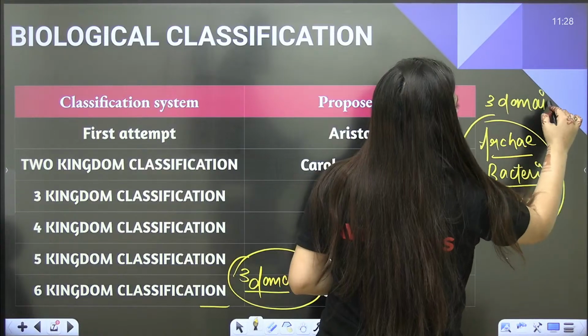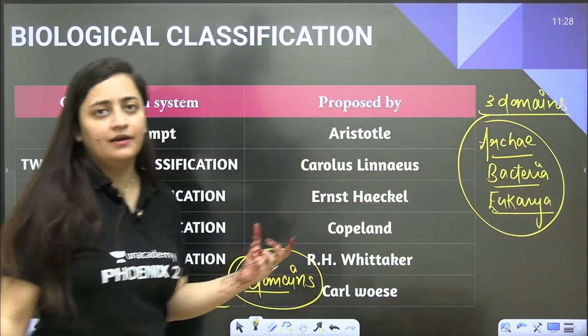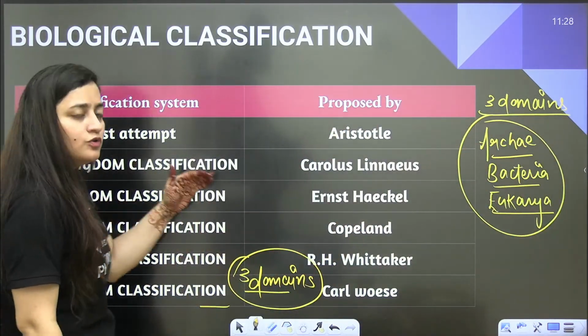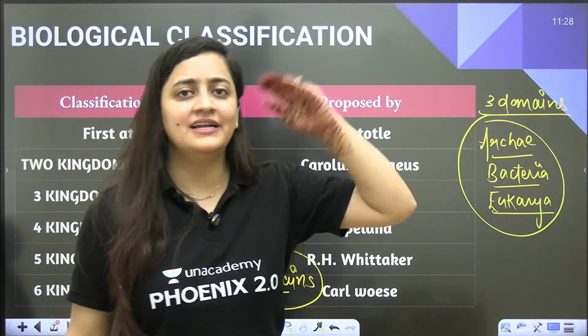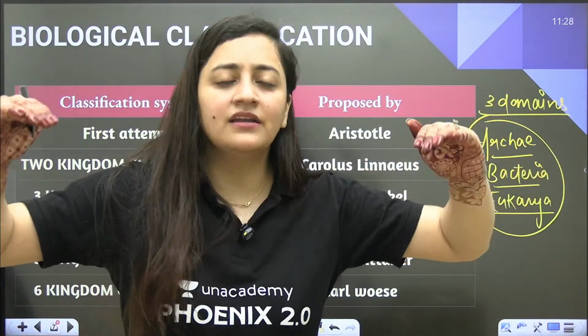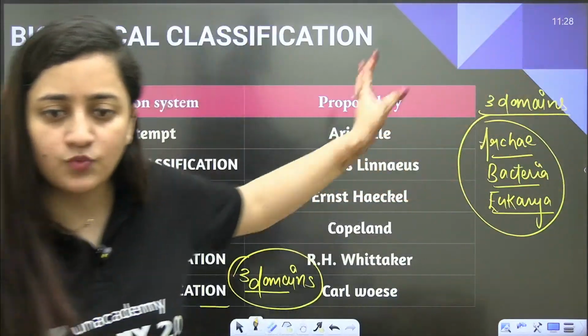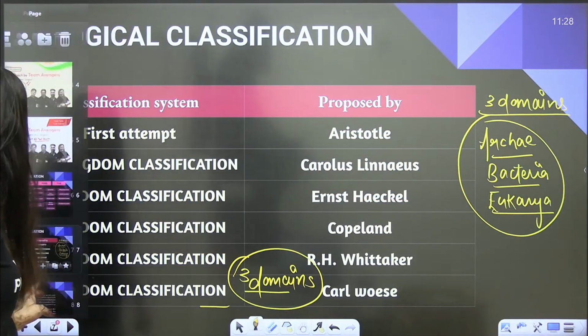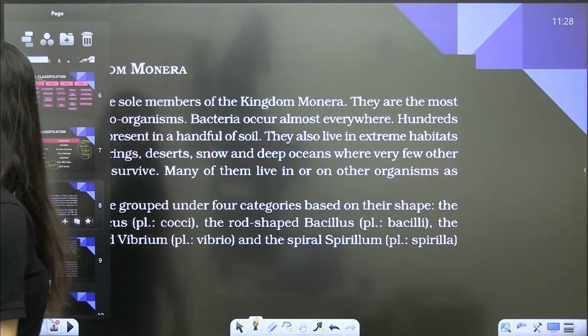So basically Carl Woese divided the kingdom Monera into 2 different kingdoms. One kingdom contains the Archaebacteria and another kingdom contains the Eubacteria. So that is something we should know. So now let's start this kingdom Monera.